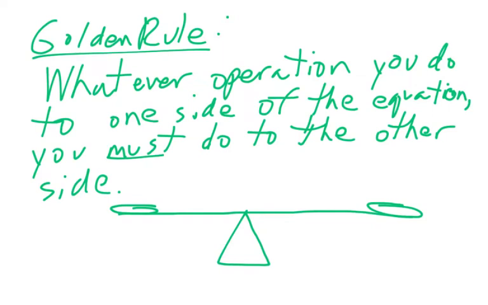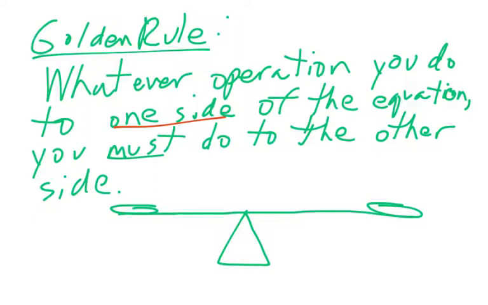So when solving equations, there's a golden rule. And a golden rule means it's very, very important. You've got to always follow it. And that golden rule is whatever operation you do to one side of the equation, you must do to the other side. So an equation has an equal sign. It has two sides. You have your left-hand side and you have your right-hand side. Well, one way to think of an equation is like a scale or a balance or like a seesaw when you were a little kid.